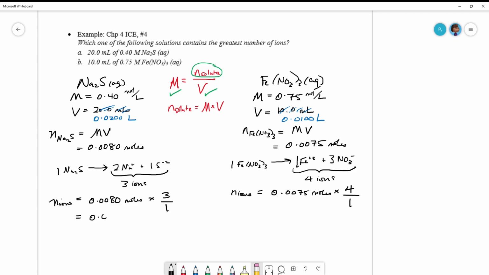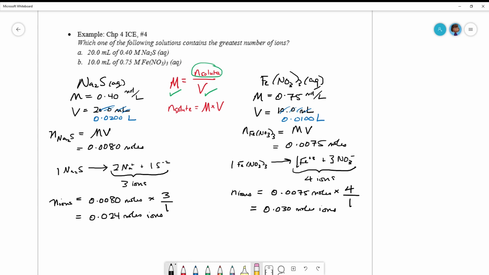And so for the sodium sulfide solution, when I calculate this, I ended up getting that there are 0.024 moles of ions floating around in that solution. Whereas for the iron nitrate, when I multiplied by 4 over 1, I ended up getting 0.030 moles of ions floating around in the solution.